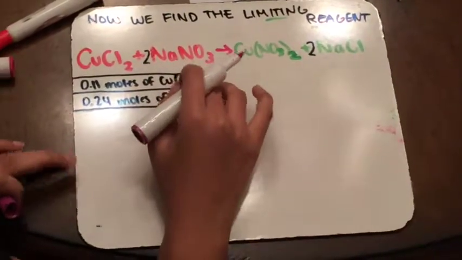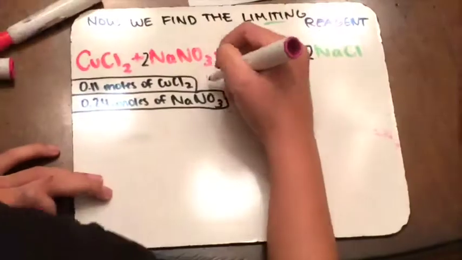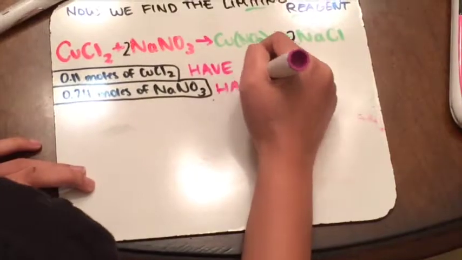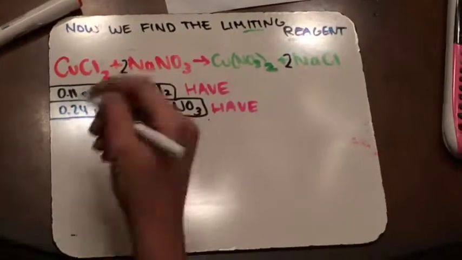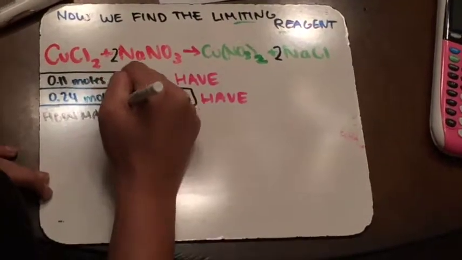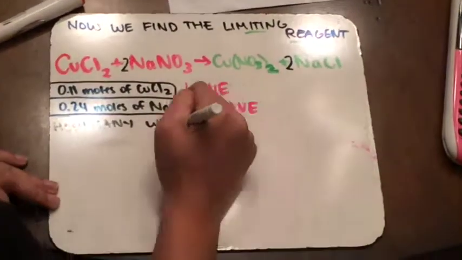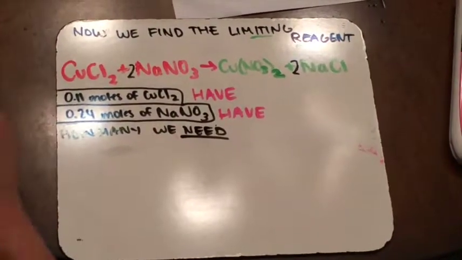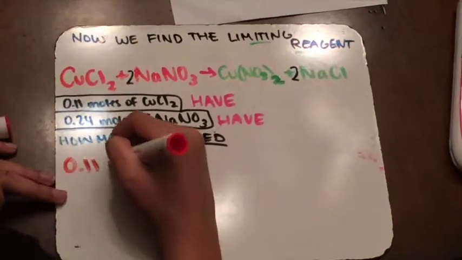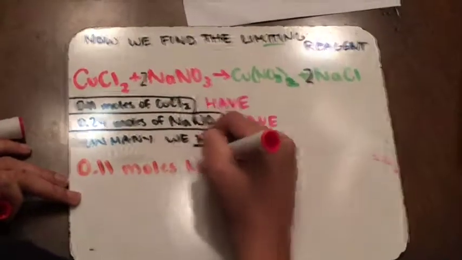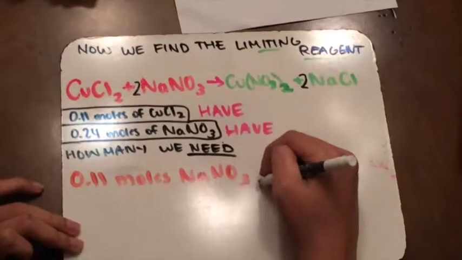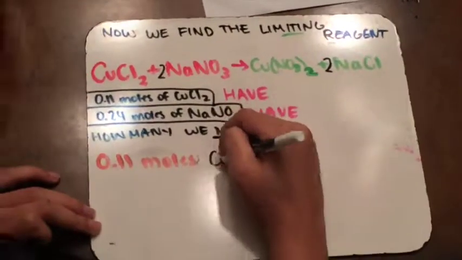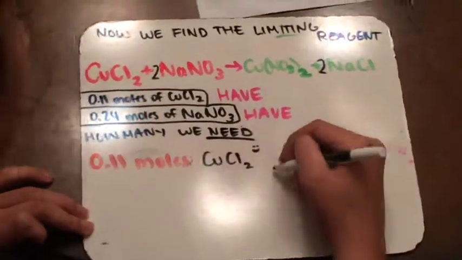So when we find a limiting reagent, we of course want to find out what molecule we have more than we need of. That means that's an excess, and the one we don't have enough of is the limiting reagent. So now we need to find out how many of each copper chloride and sodium nitrate we need. So I'm using the 0.11 moles of copper chloride, which is actually, I wrote it wrong at first, so copper chloride.